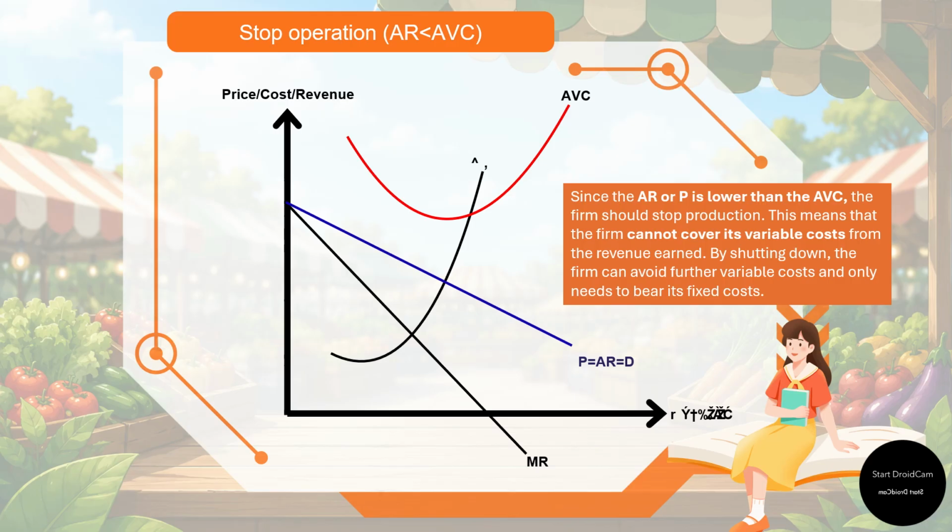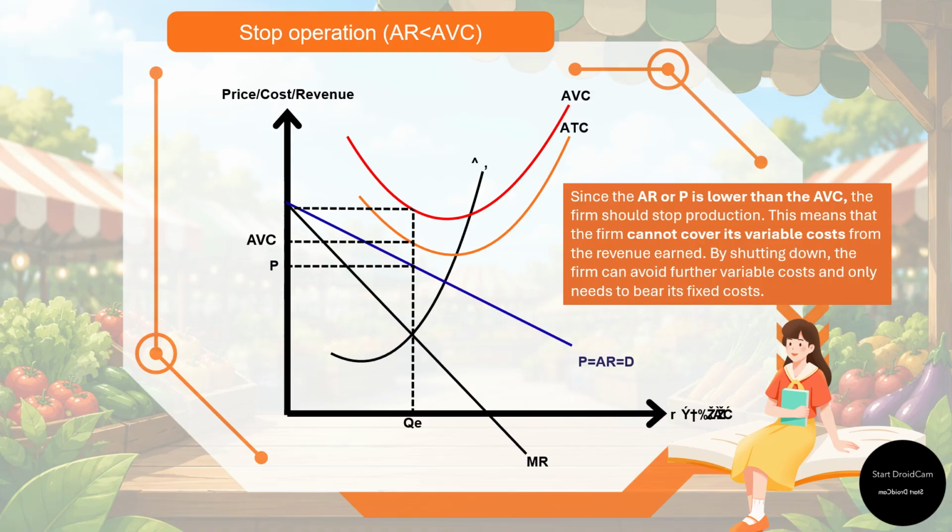Now let's look at the opposite situation. Here is the price or average revenue received by the firm. Again, we identify the equilibrium quantity based on MR equals MC. This tells us the revenue earned per unit. Now, compare the firm's cost with this revenue. Here, average variable cost is higher than average revenue. In other words, AR is less than AVC.